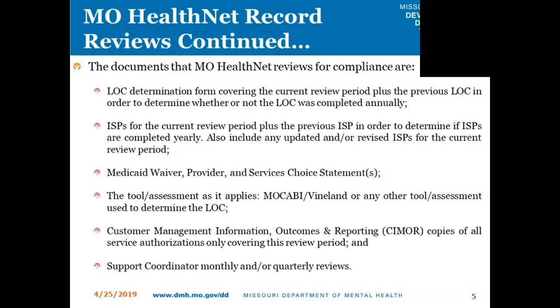Medicaid waiver provider and services choice statements. The tool assessment as it applies, MOCABI, Vineland, or any other tool assessment used to determine the level of care. It is acceptable for the MOCABI inventory assessment to submit the first page with identifying information and the ability statements page. For the Vineland 3, it is acceptable to submit the comprehensive interview form score report for the participant. Also submit copies of all service authorizations only covering this review period. And finally, support coordinator monthly and/or quarterly reviews.